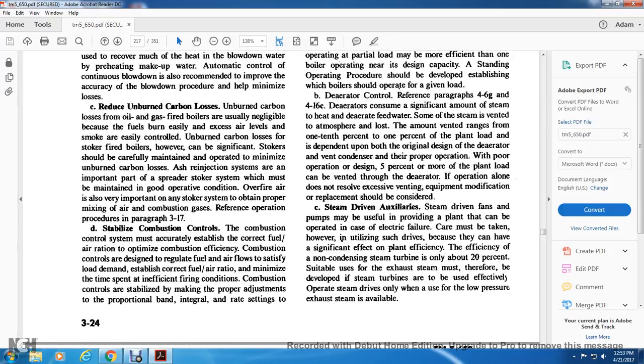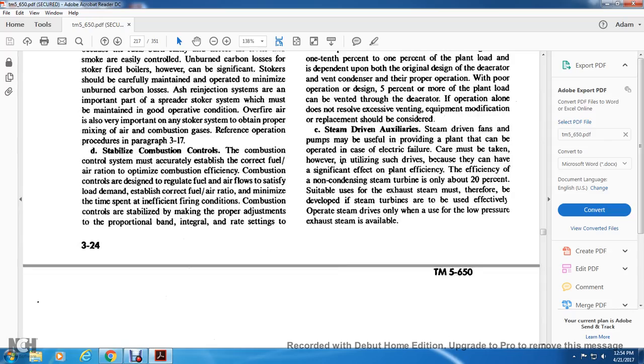C. Steam-driven auxiliaries. Steam-driven fans and pumps may usually be provided with the plant. They can be operated during electrical failure. Care must be taken in utilizing such drivers because they have a significant effect on plant efficiency. The efficiency of a non-condensing steam turbine is only about 20%. Use of the exhaust steam must therefore be developed, and steam turbine drives are effective only when low-pressure exhaust steam can be used.